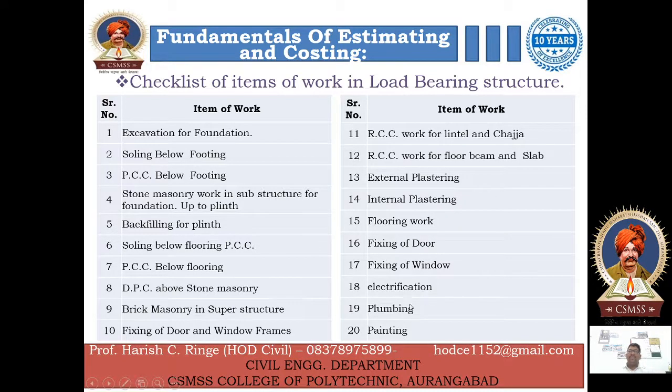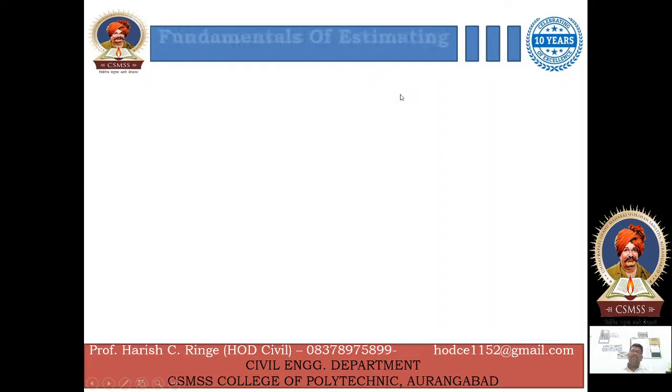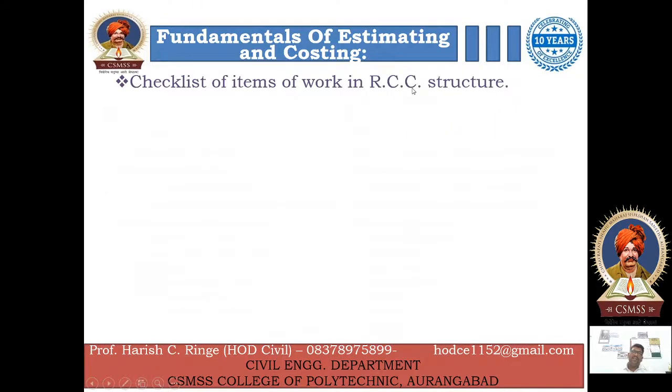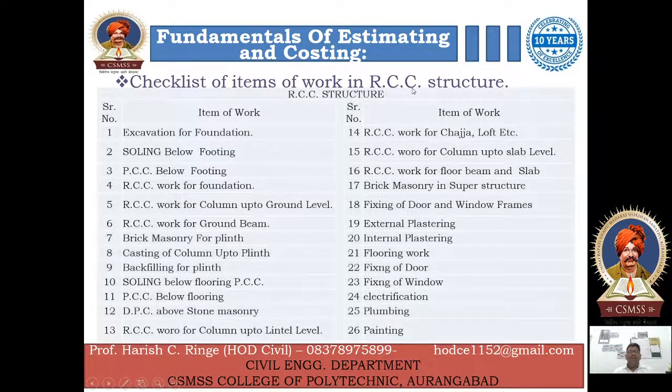Before plastering, you have to finish somewhat 50% work of both, and after plastering you can finalize this work. So this will be in between, but I have given it at the last, and afterwards the last item will be the painting. So likewise you have to prepare all the checklists, and once you get this checklist, you can now start your calculations.